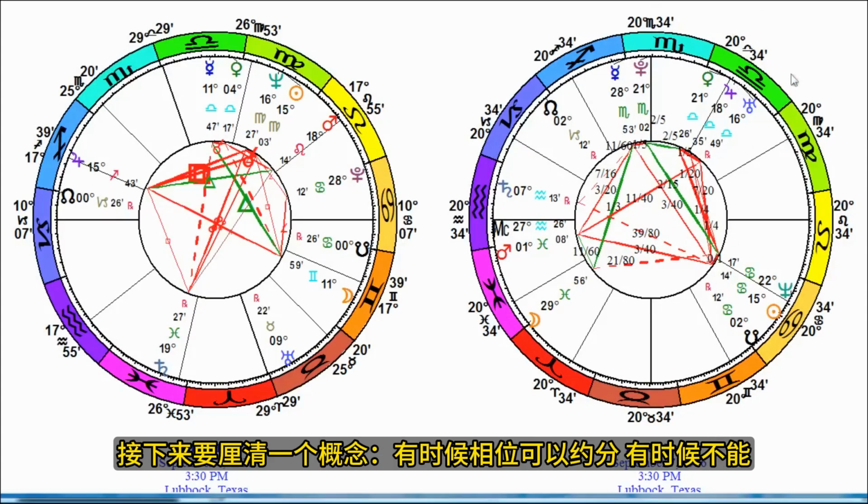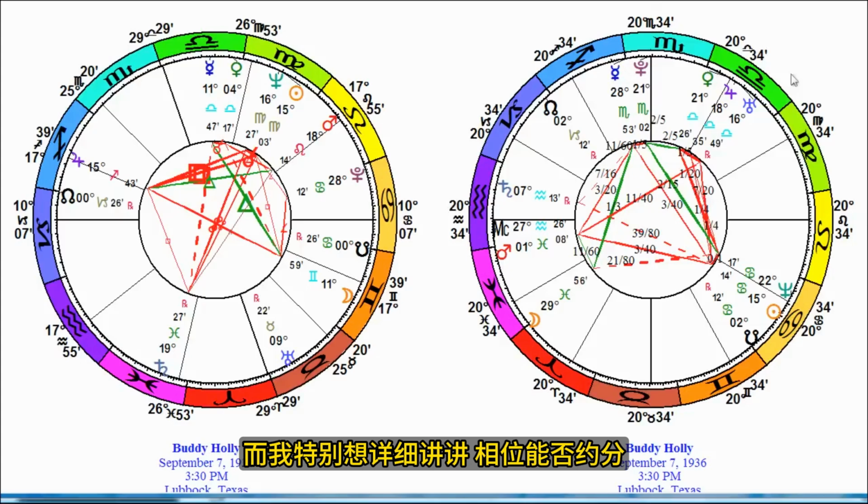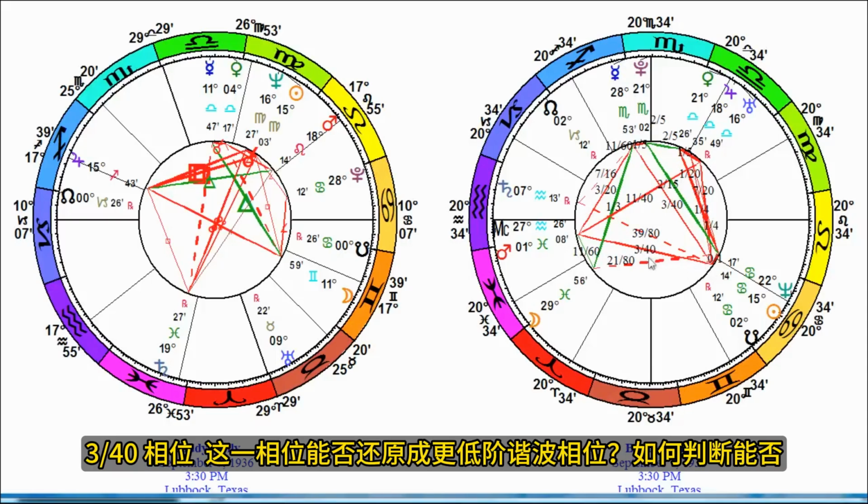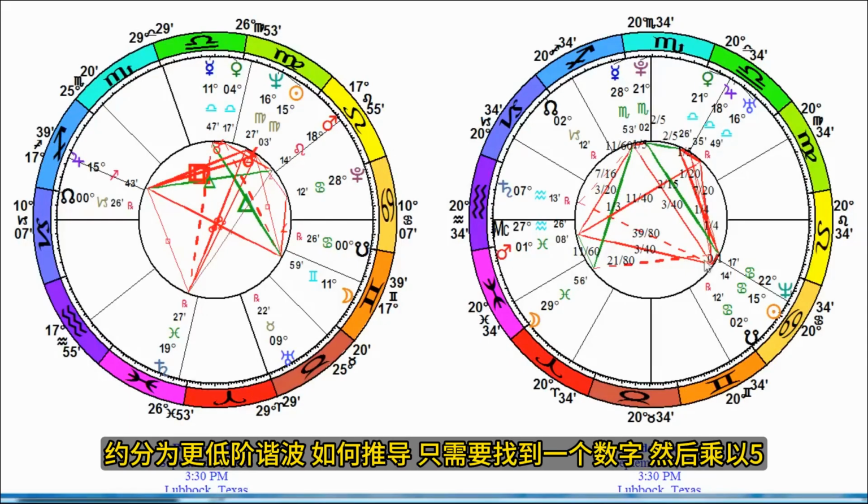So what I want to go over here is the idea that sometimes the aspects reduce and sometimes they don't reduce. And I wanted to specifically go over how do you know if it does not reduce. Let's take another example. Let's take the Sun 3/40ths to Mars. Do you think that is an aspect that's also a lower harmonic, and how would you know?